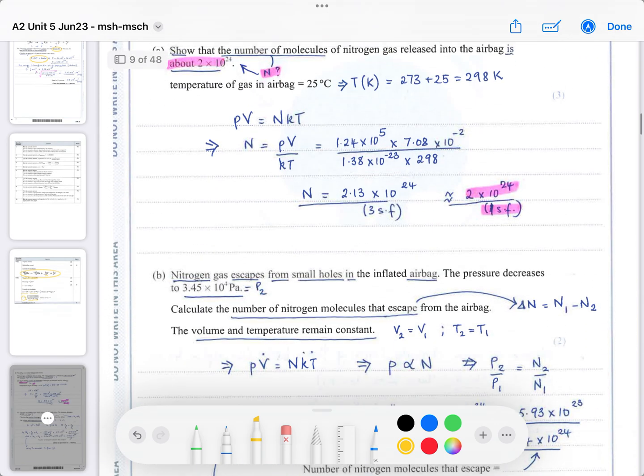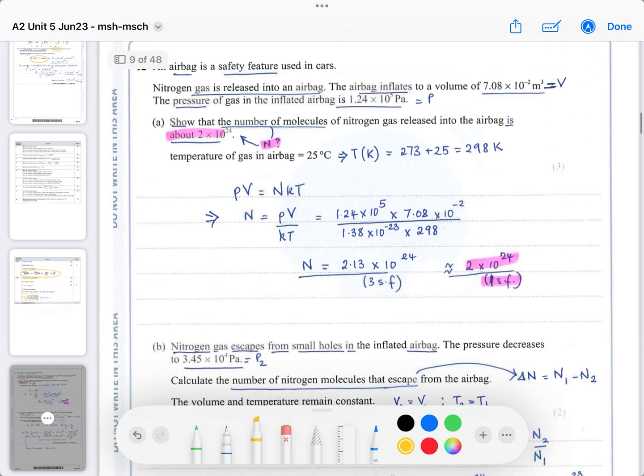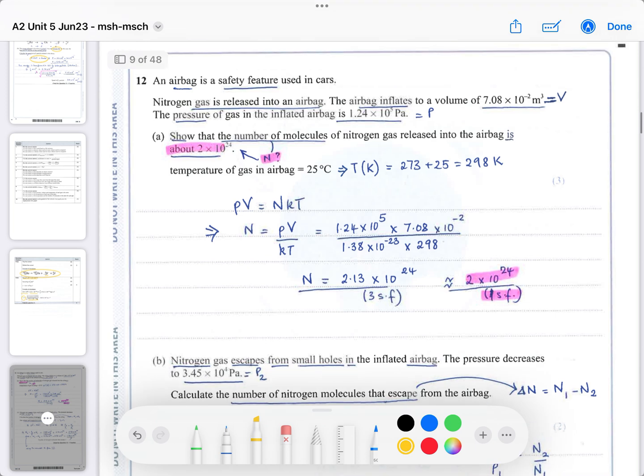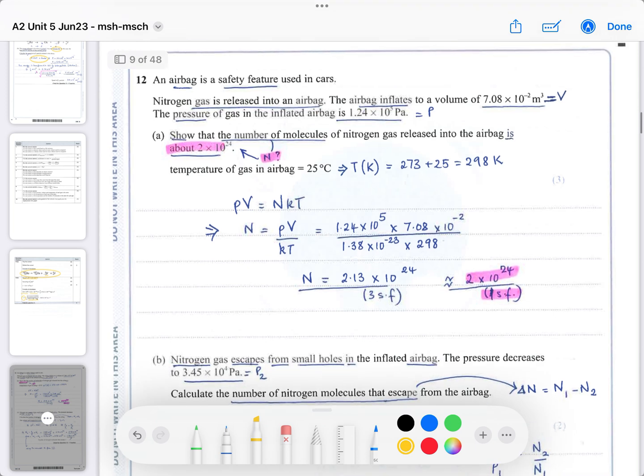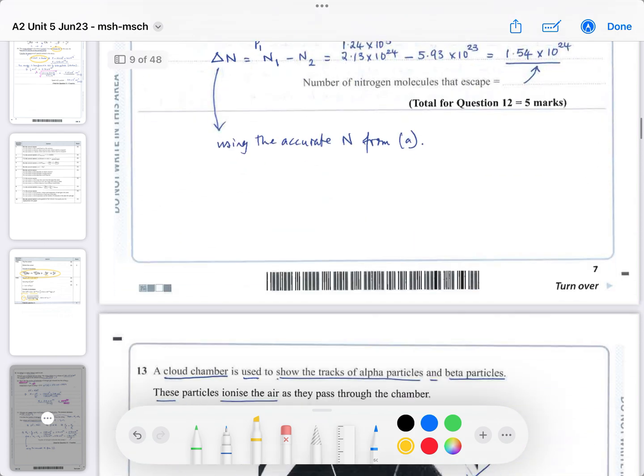Question 12 I did in part 2 of the video. I put all of the thermodynamics questions, anything to do with gas laws, kinetic energy, change of state, in another video on thermodynamics. So questions 12, 14 and 18 are bunched together.